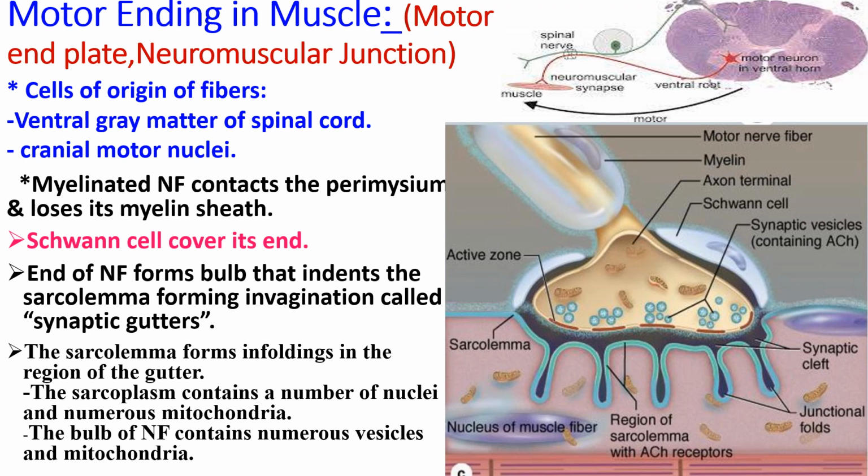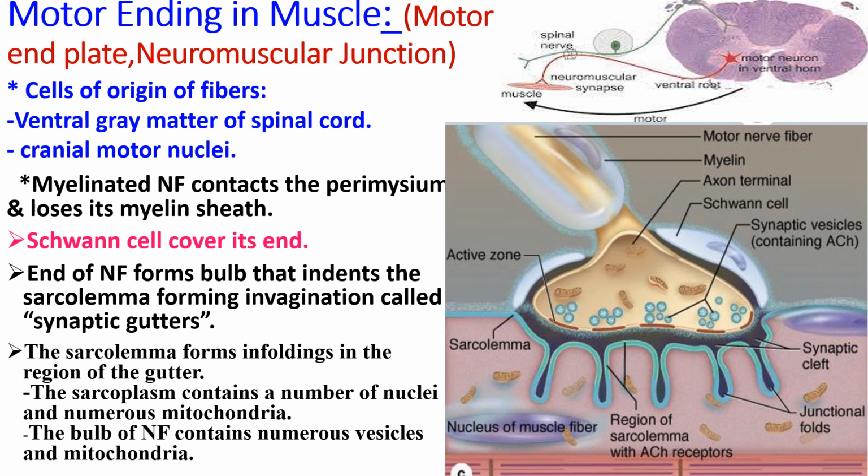Similarly, the bulb itself of the nerve fiber contains numerous mitochondria and vesicles. So this is the structure of the contact between the motor nerve fiber and the skeletal muscle fiber: the neuromuscular junction or motor end plate.